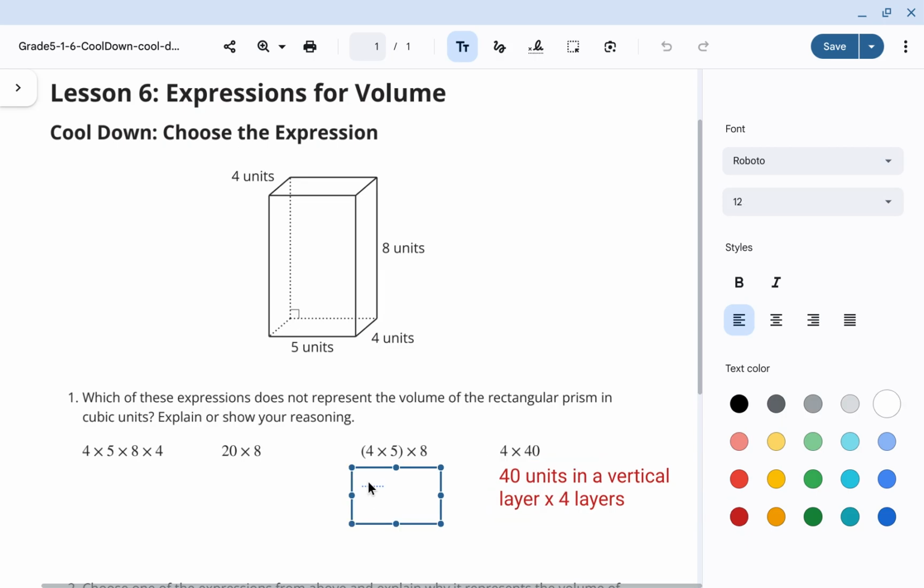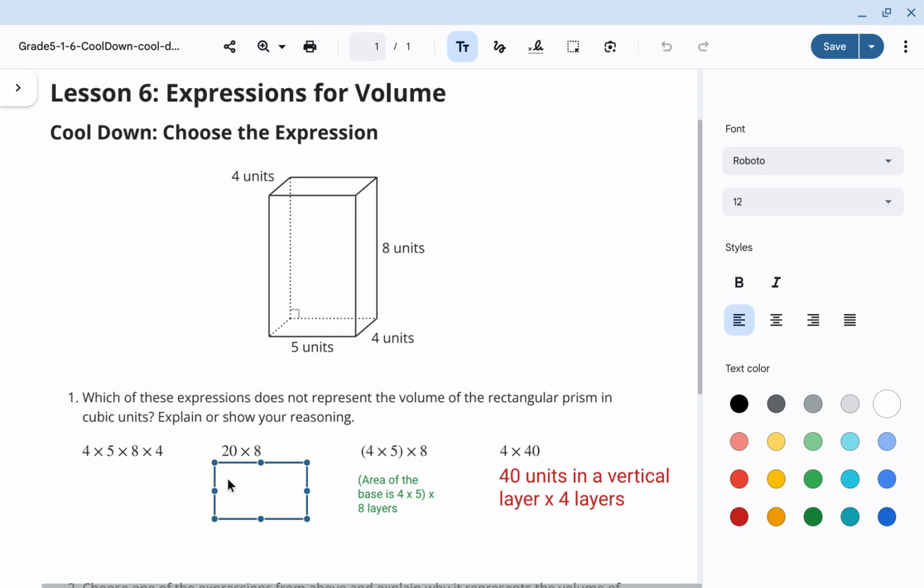Here in our next one, do we see 4 times 5 somewhere representing how many cubes would be in a layer, and then 8 of those layers? Well, indeed I do, because 4 times 5 would give me the area of the base. And then I could take that area of the base times the height, and of course my height is 8. So I'm seeing the area of the base, 4 times 5, times the 8 layers. So again, this one does match the situation, so I'm not going to be choosing that one.